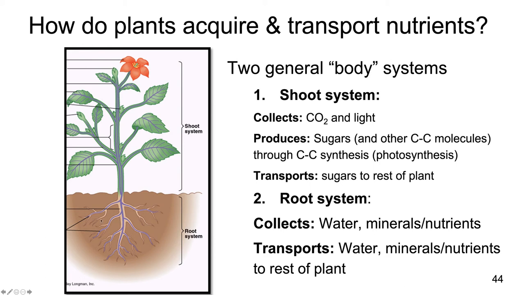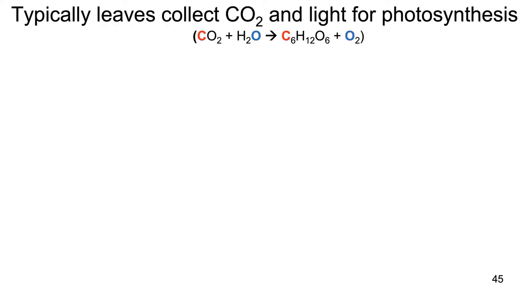Okay, so this is the below ground system of roots, and the main job of the root system is to collect water and minerals and other nutrients and transport those water and mineral nutrients to the rest of the plant. So let's first look at this shoot system in a little bit more detail and the role it plays in collecting CO2 and light and producing some of the key nutrients that plants need.